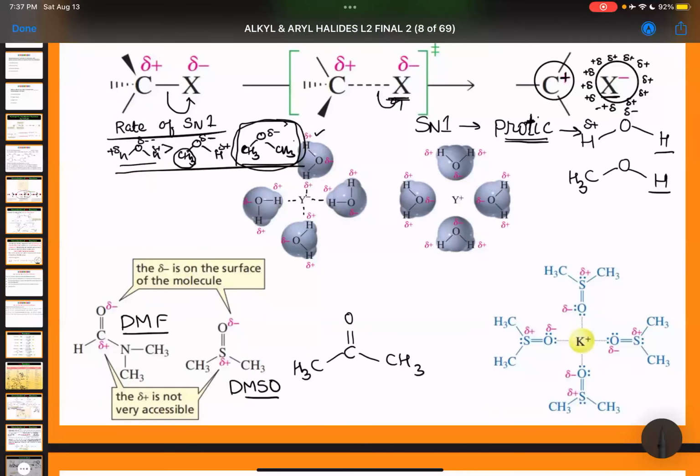But in SN2 reaction, we require a different kind of solvent. We don't want polar protic solvent. We want aprotic solvent. We do not want plus charge. Why? Because SN2 reaction, how do they happen?